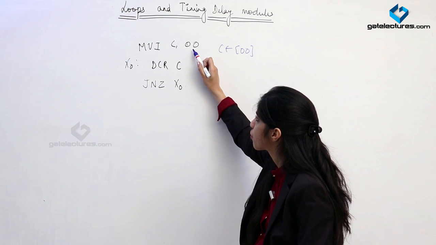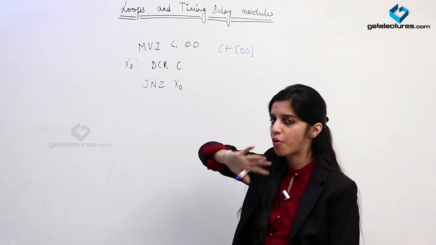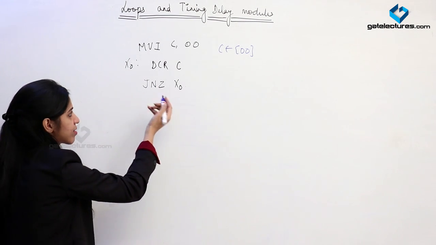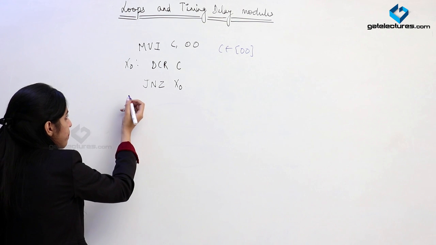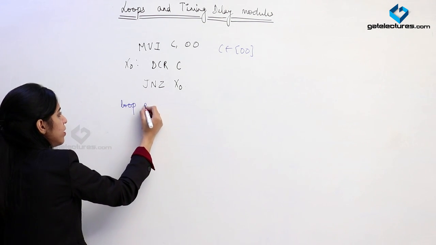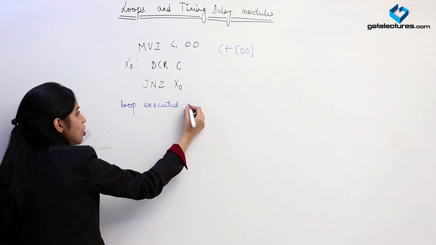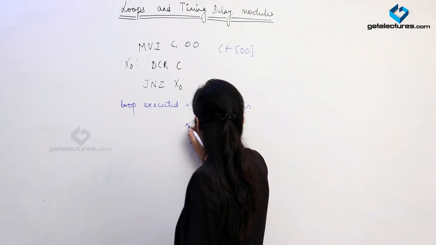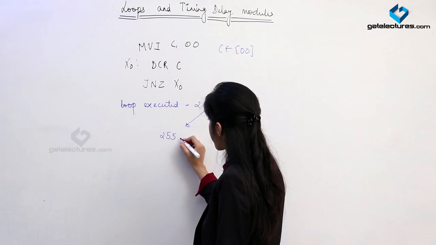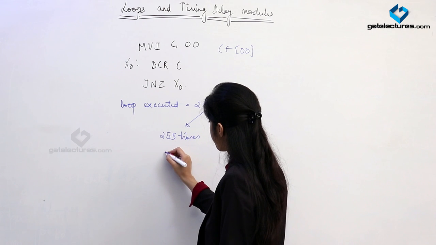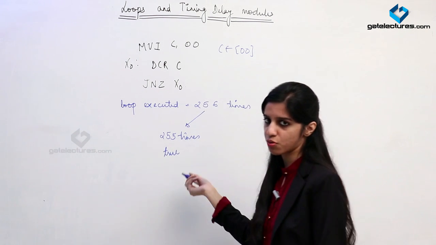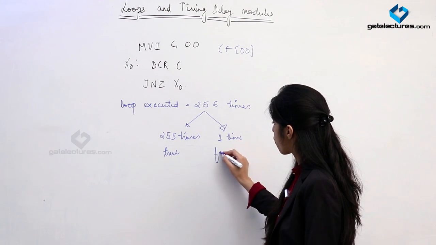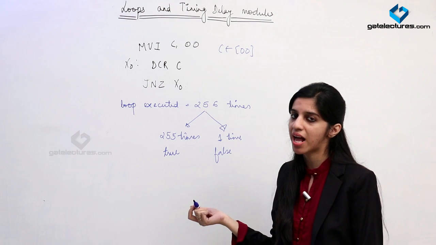Now you know that from 00 to again 00, we are going to have 256 values, since these are in hexadecimal, right? So what is happening is this loop is going to be executed 256 times, of which 255 times the condition is going to be true, and one time the loop is going to be executed for false condition.